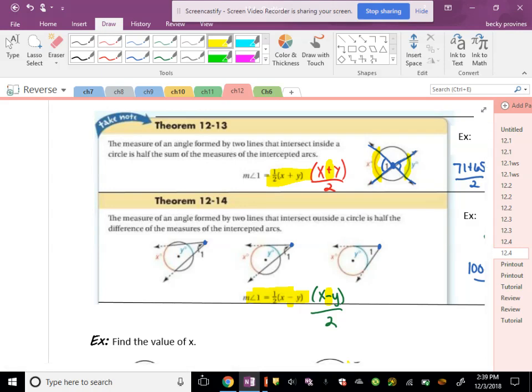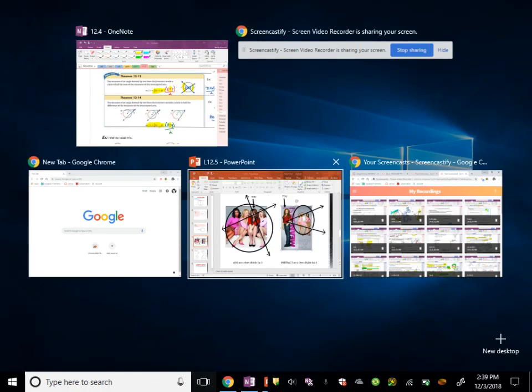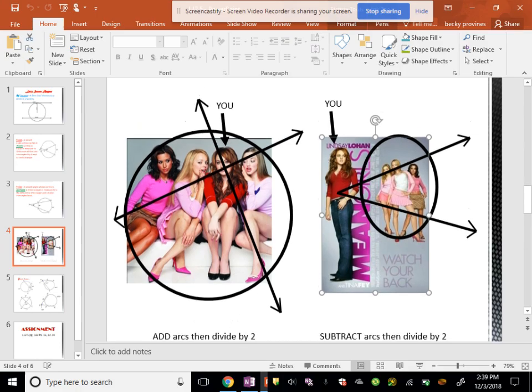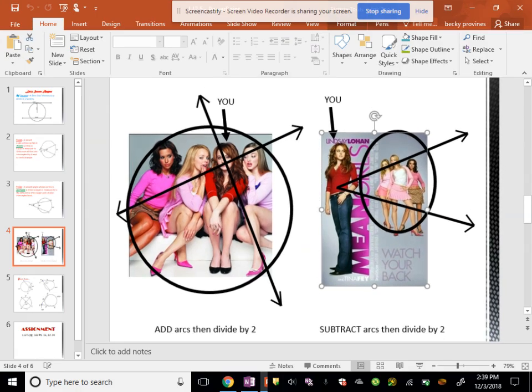So I tried to come up with a silly way to help you memorize it. If you've ever watched the movie Mean Girls, it's all about being within this group of friends. So pretend you are the vertex. If you are this vertex here, are you inside that circle of friends? You are. So you've been added to the group. So if you've been added to the group, you're going to add and divide by 2.